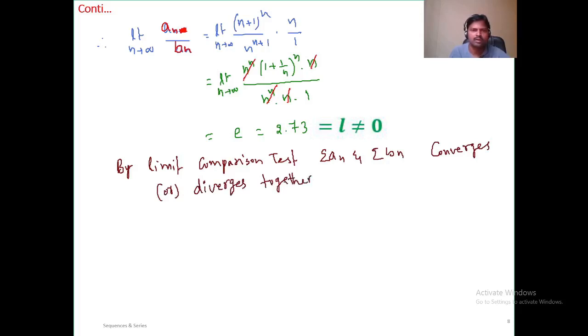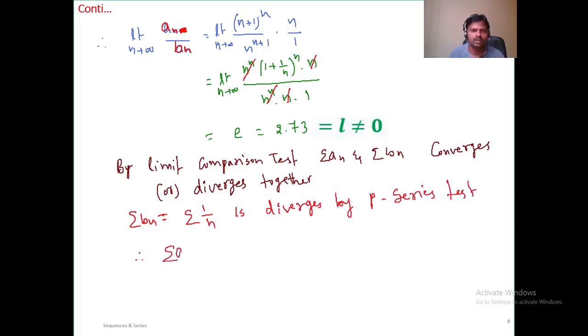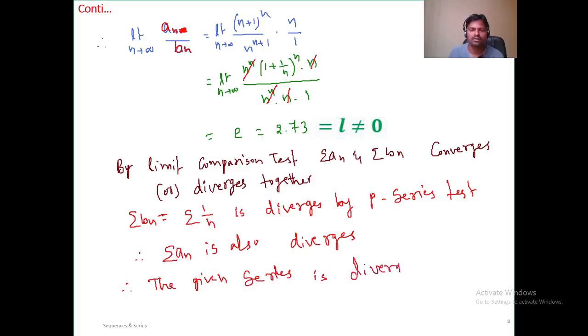So for that, what I am doing is, you find the status of series bn. Series bn is 1 upon n. This one diverges by the p series test. So therefore series an also diverges. That means the given series diverges. So the final conclusion is that the given series diverges. So look, if L is one, we are struggling like this. We concluded this by using the limit comparison test. So therefore, by the limit comparison test, the given series diverges.